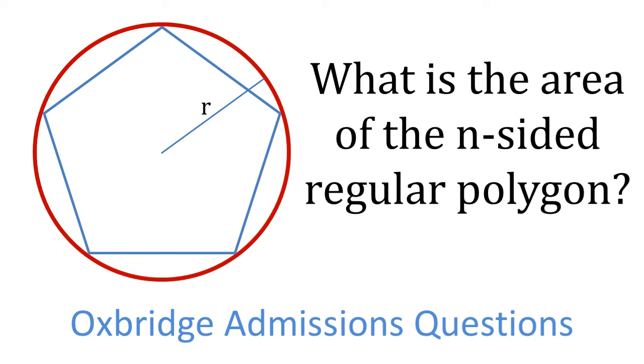In this Oxbridge admission style question, we're given a circle of radius r and an inscribed n-sided regular polygon. So it's the largest n-sided regular polygon that will fit inside the circle. We need to find the area of this polygon in terms of n and r.